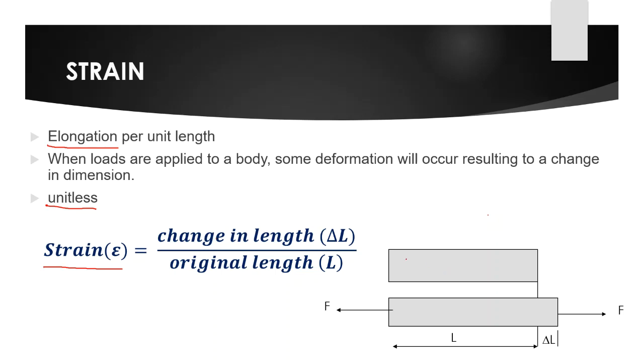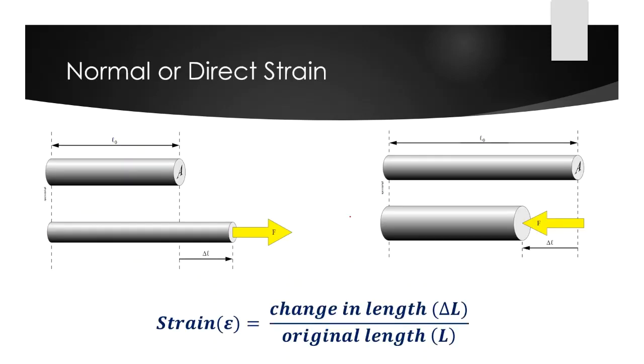So if this is our object, this is the original length of our object, and if there's already an applied deformation, this is now the change in our length. There are also types of strains. There are normal or direct strain. This is still referring to the tensile and compressive stresses.